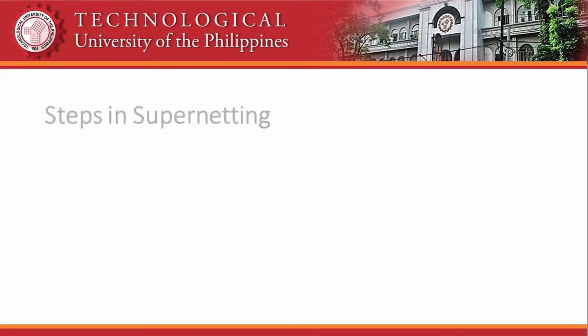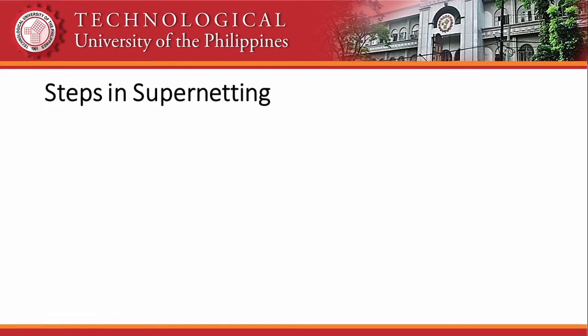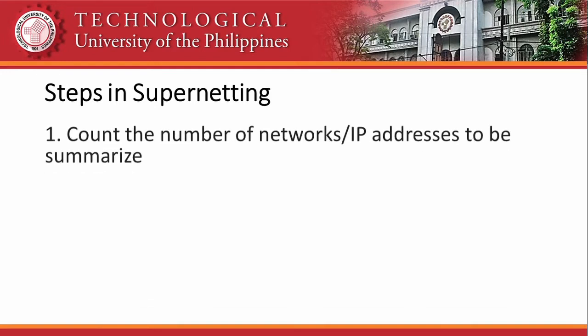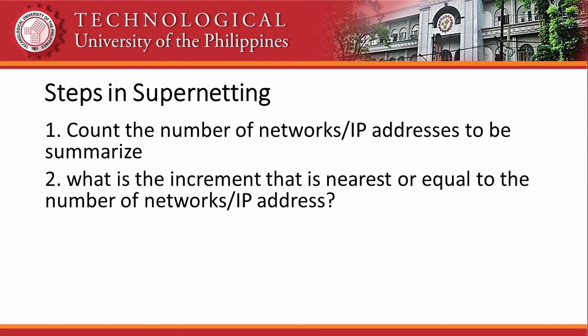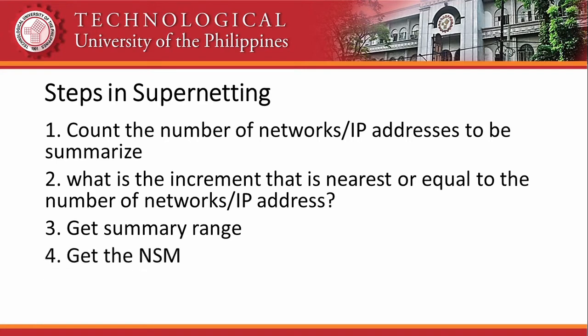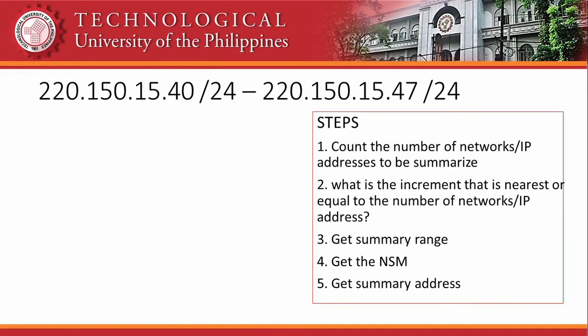Okay. Steps in supernetting. Count the number of network IP addresses to be summarized. What is the increment that is nearest or equal to the number of network IP addresses? Get summary range. There are sub-steps in getting the range. First is to copy the classful network address. Then second, add increment to the octet where change in value happens. Fourth, get the NSM. And fifth, get summarized address.